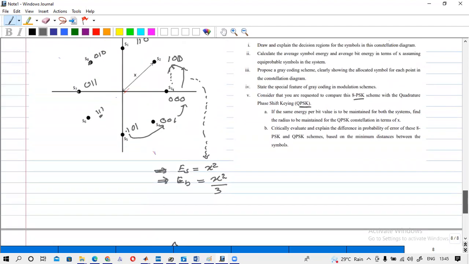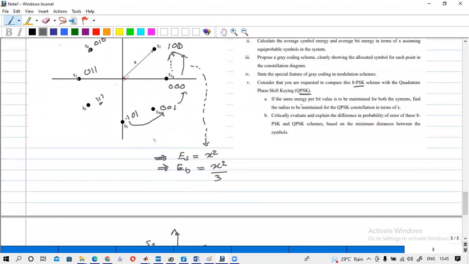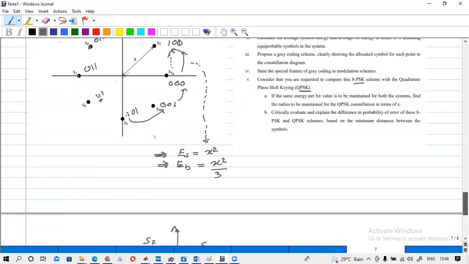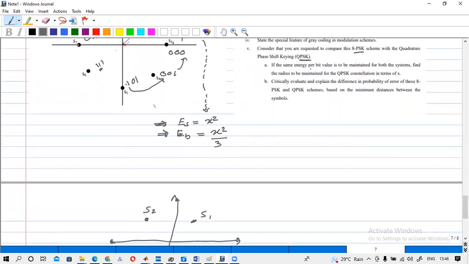Now, if the same energy per bit value is to be maintained for both systems, you have to be careful with these terms. Sometimes it asks to keep the same symbol energy, but here it is asked to maintain the same bit energy. If you have understood this, it is not much difficult. If you do this with understanding, that will not give you any wrong answer.